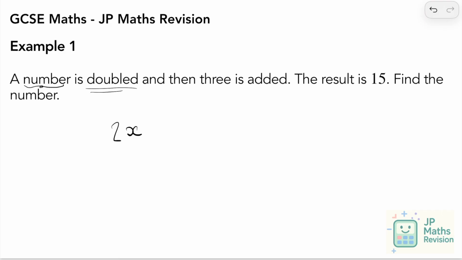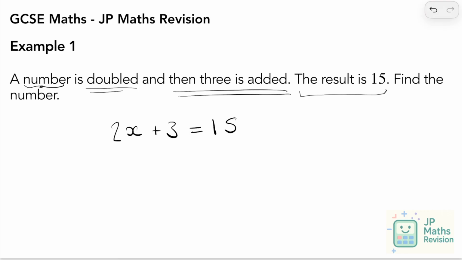So we have 2x and then 3 is added. What does it mean to add 3? It means add 3. So we now have 2x plus 3 and the result is 15. That is another way of saying 2x plus 3 is equal to 15, and here I have formed an equation. So now what we need to do is find the original number.